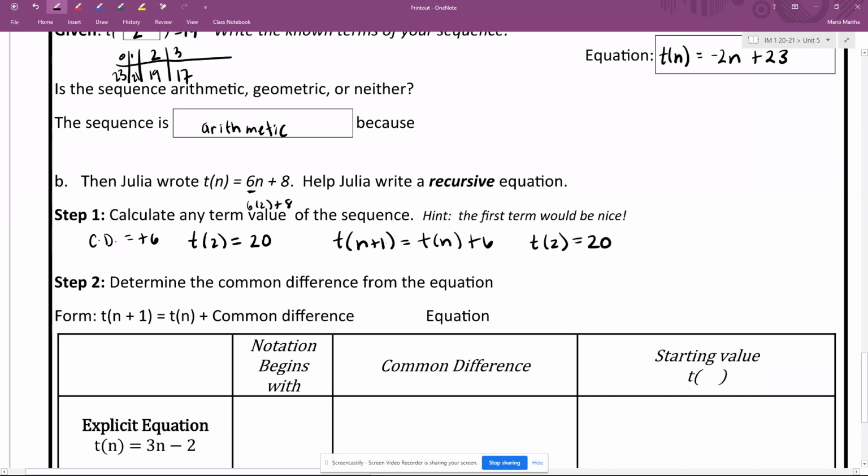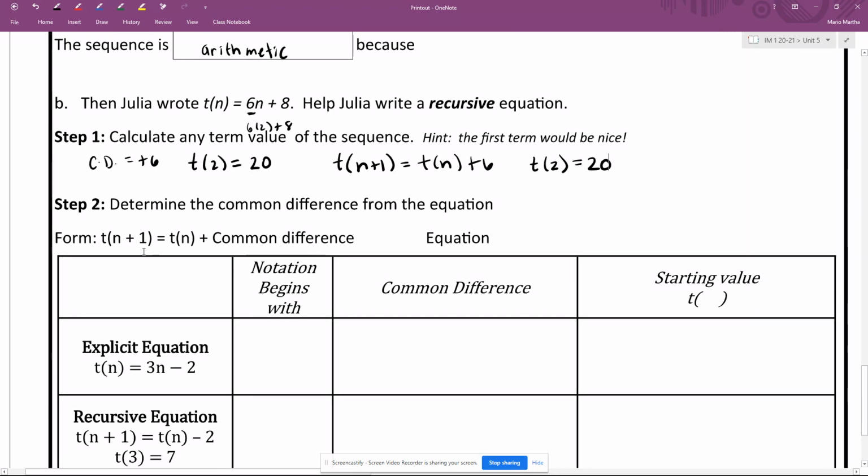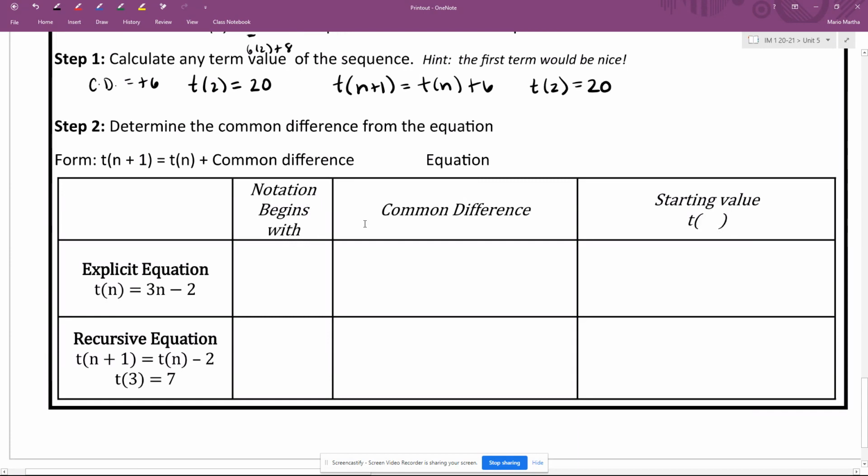Again, you can also find the first one. You can also say t of 1 is equal to positive 14, and that will still work perfectly fine. So determine the common difference from the equation. The form is t of n plus 1 equals t of n plus the common difference. All right, so we have the common difference equation. The first thing you want to do is identify how the notation begins. The notation begins with t of n. And then our common difference happens to be positive 3 in the equation. And then our starting value here is t of 0, so t of 0 equals negative 2.